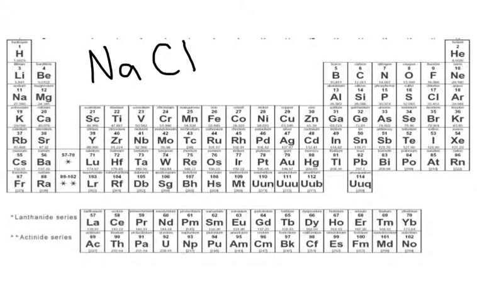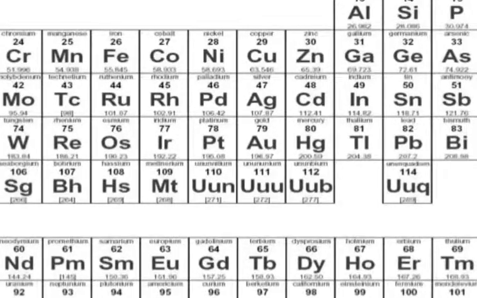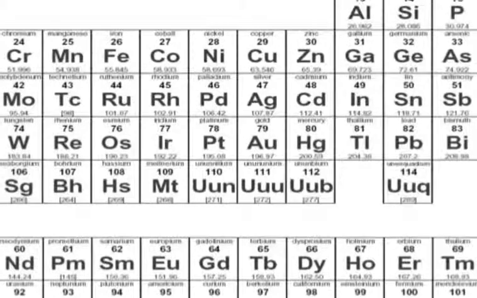Now what I want you guys to notice here is that these two elements, sodium and chlorine, actually have two letters, guys. But what I want you to notice is that there's one capital letter and one lowercase letter in each element symbol. Some elements even have three letters, like these elements here. However, if there's more than one letter, there's always going to be at least one capital letter.